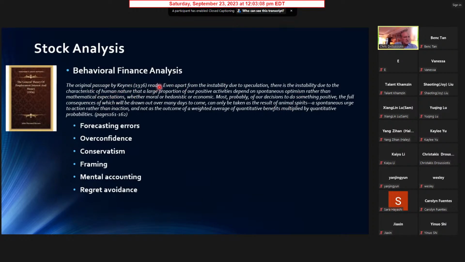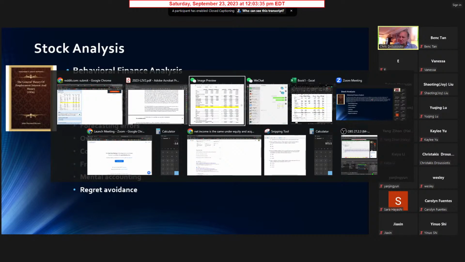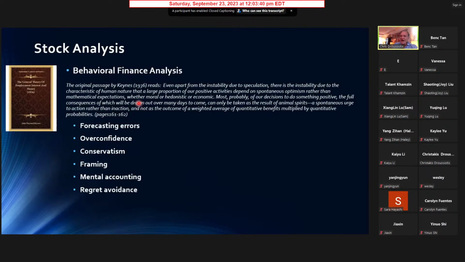beautifully written, this is way back in '36, and he says, even apart from the instability due to speculation, people speculate all the time, there is the instability due to the characteristics of human nature that a large proportion of our positive activities depend on spontaneous optimism rather than mathematical expectations. So basically, he says that people make rash decisions.